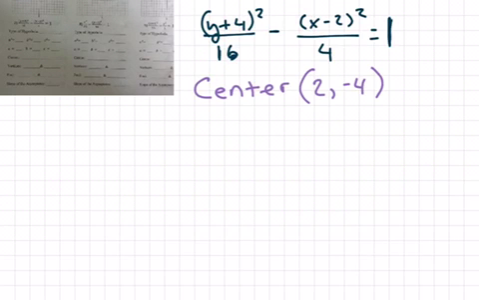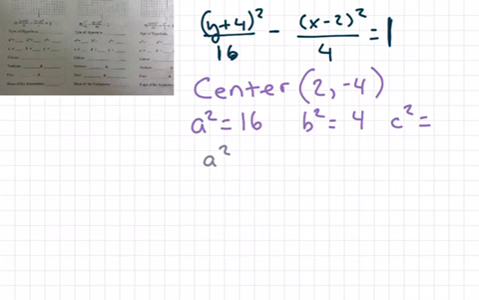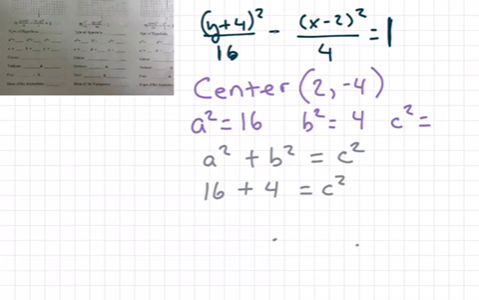Okay, so now, what is A squared? What is B squared? 4. How would I find C squared? You subtract them. No, we add them. Very good. What tells me that I have to add them? Remember, if this is negative, this has to be positive. So this is 16 plus 4, which gives me what? 20?